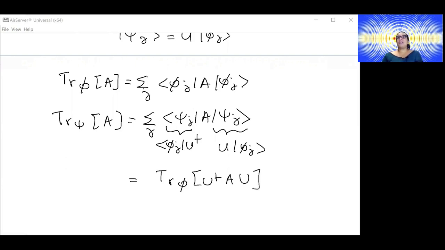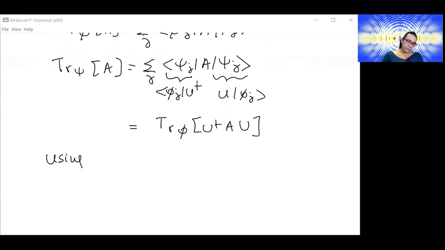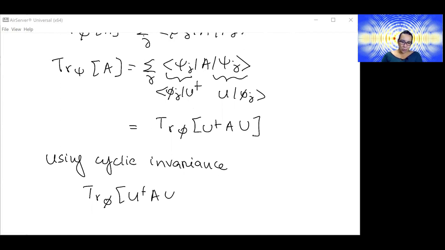Okay, so this means that this is equal to trace over phi of U dagger A U. I'm not surprised because we have seen also that that's how operators transform, right? And what we need now is to use cyclic invariance. Using cyclic invariance, we can then write that trace of phi U dagger A U, I'm going to get this guy and move it here. I can do it, right? Trace remains invariant. So this is then equal to trace with regard to phi of A U dagger.